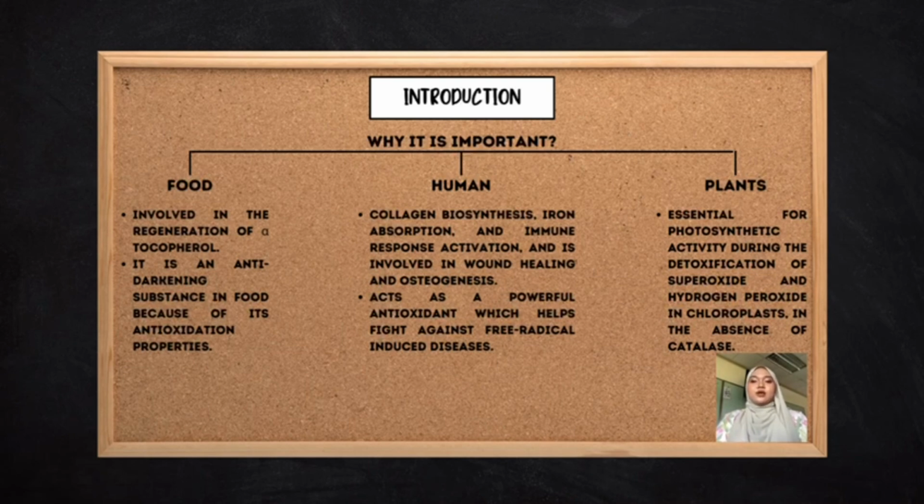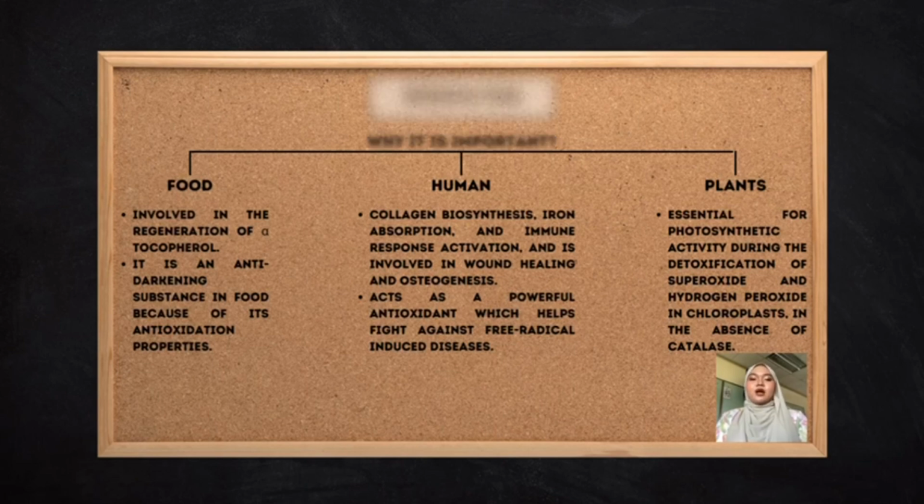For food, they are involved in the regeneration of tocopherol, and it is an anti-darkening substance in food because of its antioxidation properties. The next one is for human. They are involved in collagen biosynthesis, iron absorption, and immune response activation, and in wound healing and osteogenesis. Also, they act as a powerful antioxidant which helps fight against free radical induced diseases. Last but not least, for the plants, they are essential for photosynthetic activity during the detoxification of superoxide and hydrogen peroxide in chloroplast in the absence of catalysts.